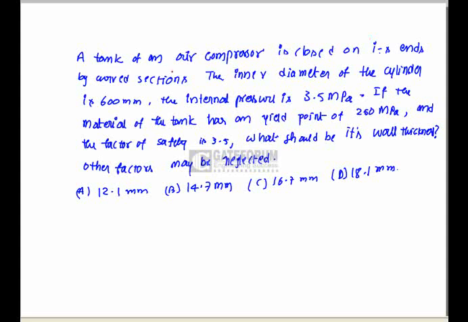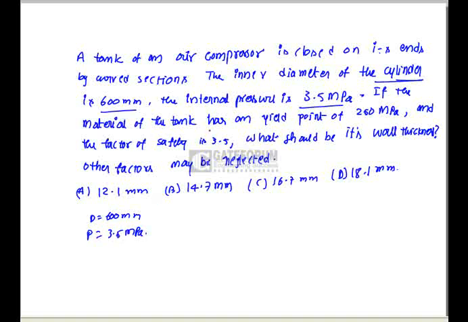The question is, a tank of an air compressor is closed on its ends by curved sections. The inner diameter of the cylinder is 600 mm. The internal pressure is 3.5 MPa.